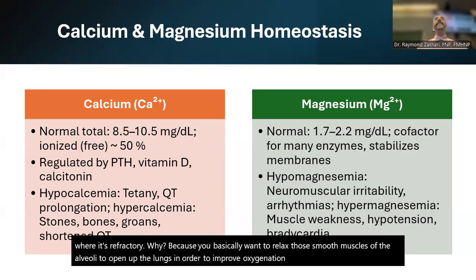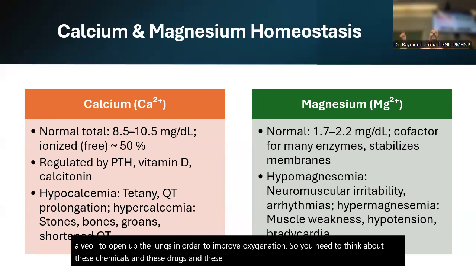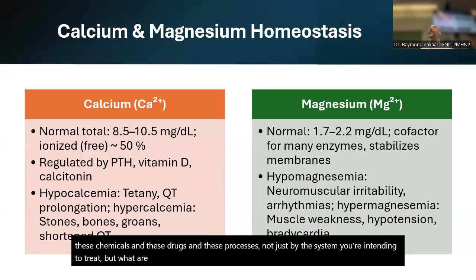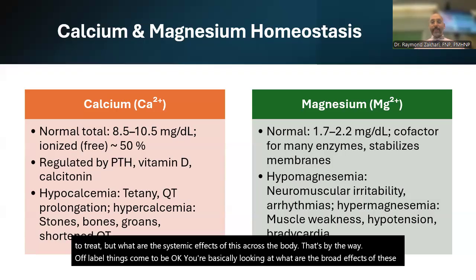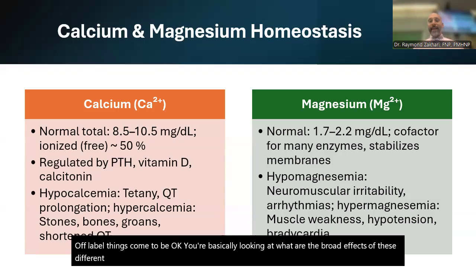So you need to think about these chemicals and these drugs and these processes, not just by the system you're intending to treat, but what are the systemic effects of this across the body? That's, by the way, how off-label things come to be. You're basically looking at what are the broad effects of these different electrolytes and eventually medications.